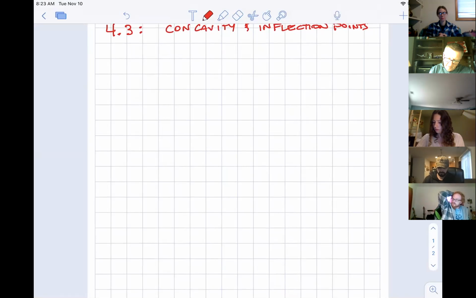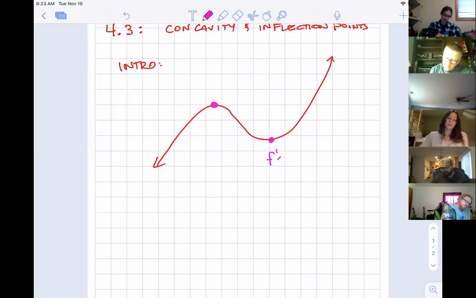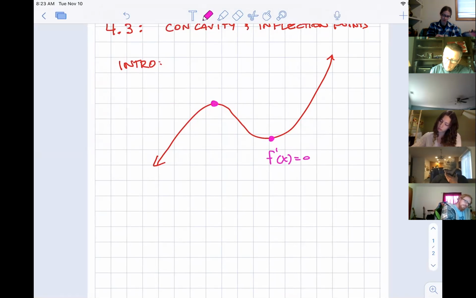So let me just make a rough graph, kind of an intro, and stick a couple of points on it. This is what we just looked at a second ago, but if I had a graph that looked like this and kept on going forever, we said these points can be easily found by taking the derivative and setting it equal to 0, because those are 0 slopes. F prime of x is equal to 0. Not x is equal to 0. F prime of x is equal to 0.